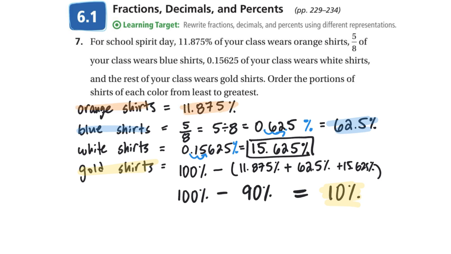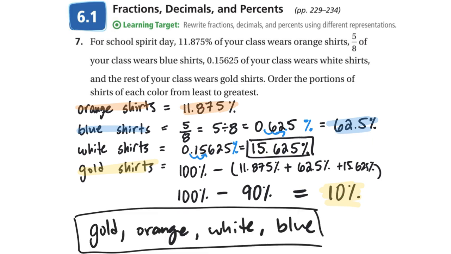And then orange shirts, let's get an orange color here. All right, and then the problem said, list them from least to greatest. So the smallest percentage is the gold shirts. So it would go gold first, and then orange shirts. So gold, orange, white, and blue. Gold, orange, white, blue.